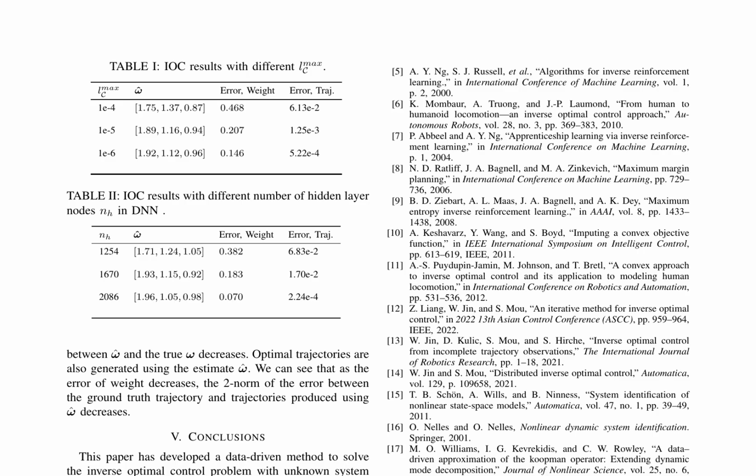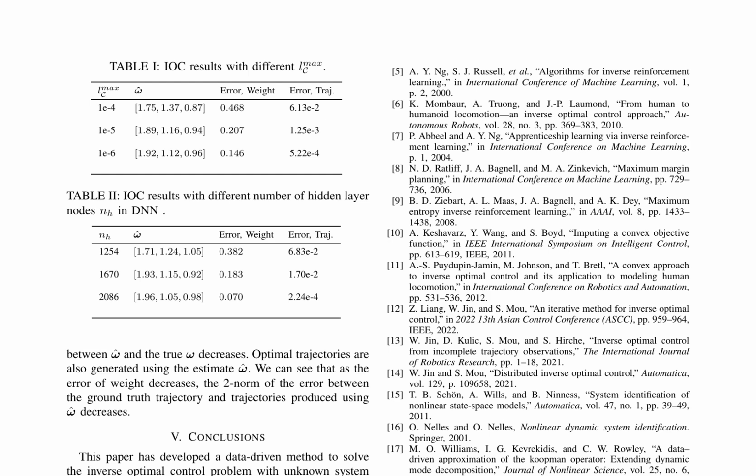A data-driven approach is presented to solve the inverse optimal control problem with unknown system dynamics. The finite-dimensional Koopman operator is employed to approximate the unknown system dynamics, where observables are represented by a deep neural network. The regularization parameter, Lmax, significantly affects the accuracy of the inverse optimal control results.